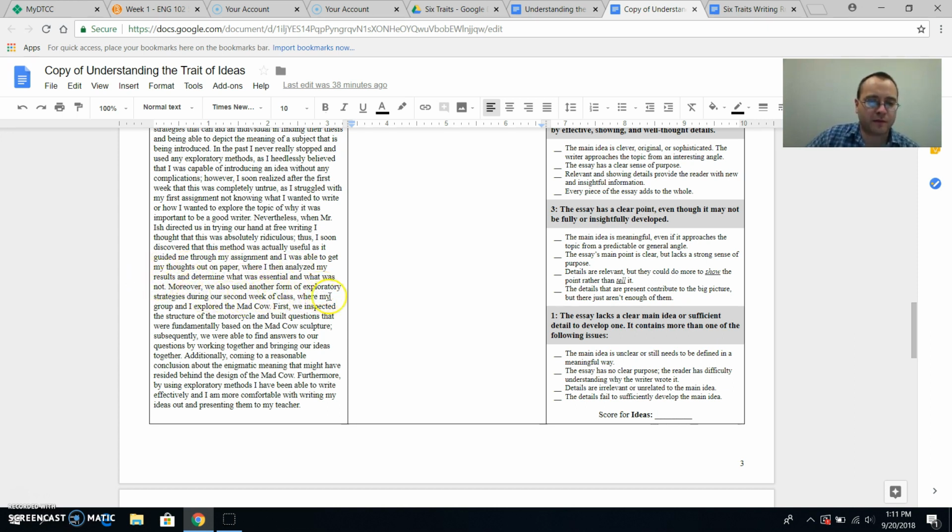Moreover, we always used another form of exploratory strategies during our second week of class, where my group and I explored the mad cow. First, we inspected the structure of the motorcycle and built questions that were fundamentally based on the mad cow sculpture. Subsequently, we were able to find answers to our questions by working together and bringing our ideas together. Additionally, coming to a reasonable conclusion about the enigmatic meaning that might have resided behind the design of the mad cow. Furthermore, by using exploratory methods, I've been able to write effectively and am more comfortable with writing my ideas out and presenting them to my teacher.